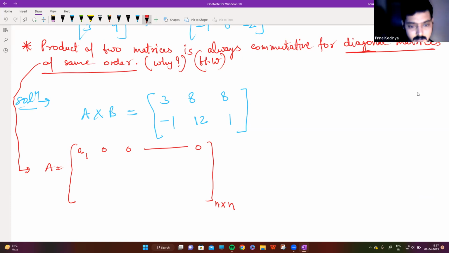So let's say one matrix is A, right? Now diagonal elements mean all the diagonal elements will have some value, and at least one will be non-zero, right? And all the non-diagonal elements will be zero. So I have these two matrices, A and B.